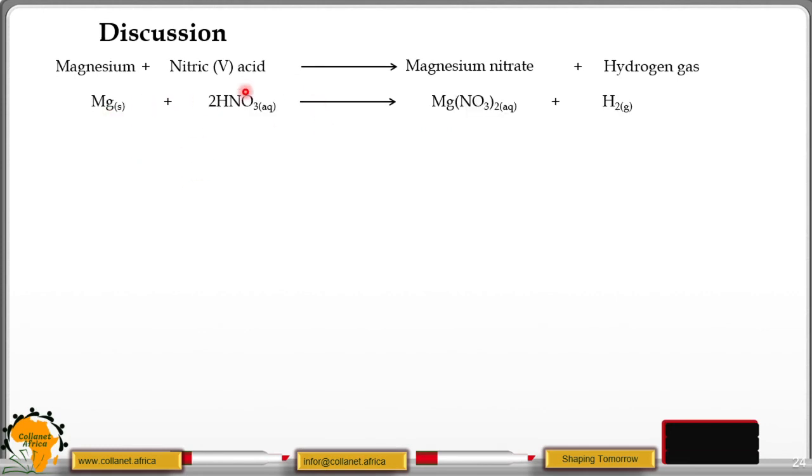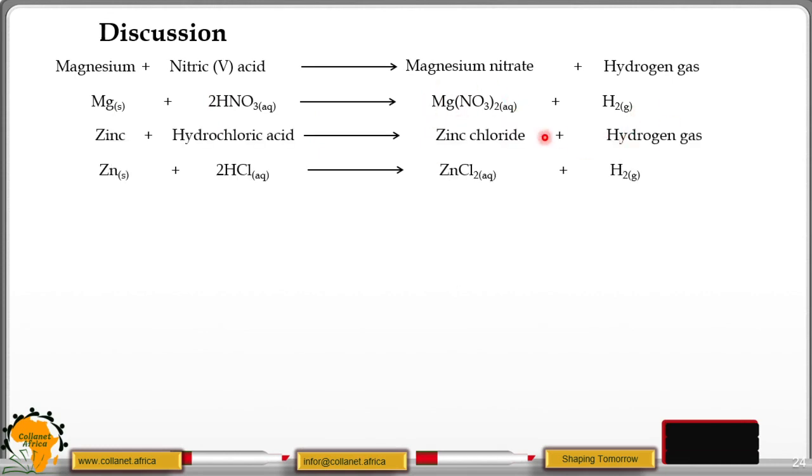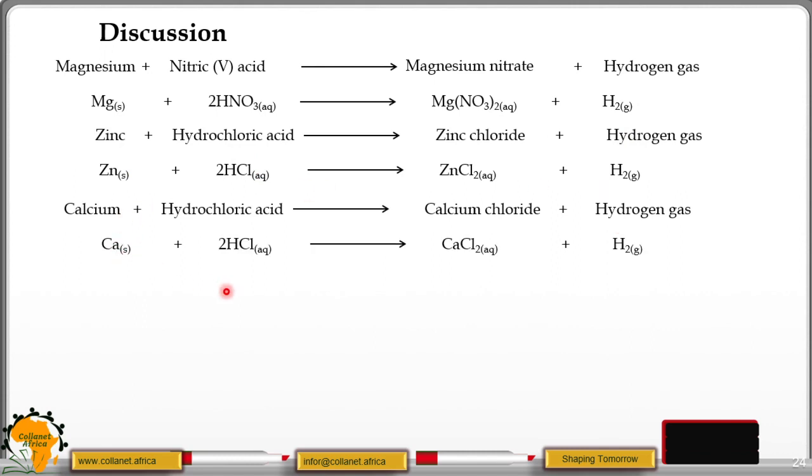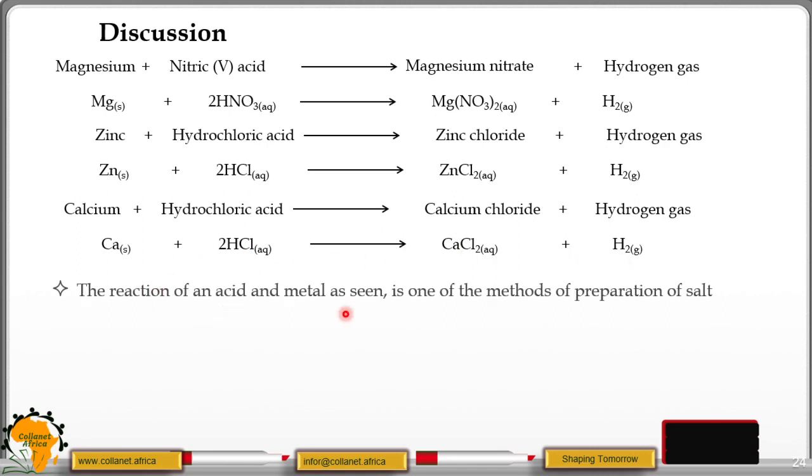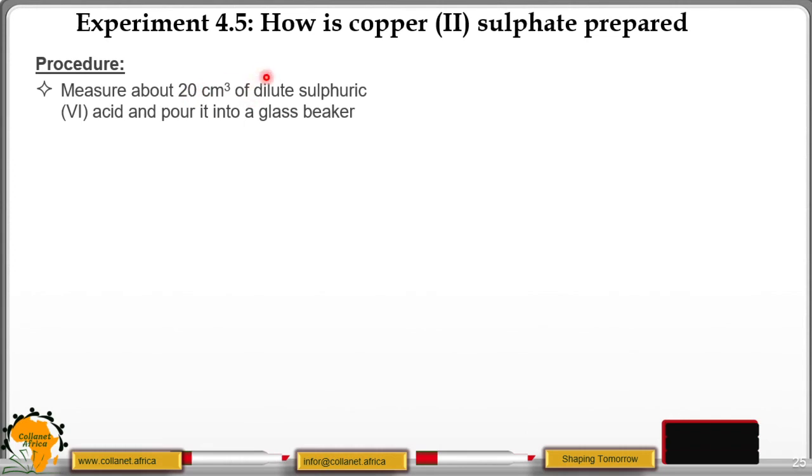We have magnesium plus nitric acid to get magnesium nitrate, which is a soluble salt, plus hydrogen gas. Zinc plus hydrochloric acid gives zinc chloride plus hydrogen gas. Calcium, if you add it to hydrochloric acid, you get calcium chloride plus hydrogen gas, and all those are soluble salts. The reaction of an acid and a metal is one of the methods used in the preparation of soluble salts. And let's look at how you prepare copper 2 sulfate salt.